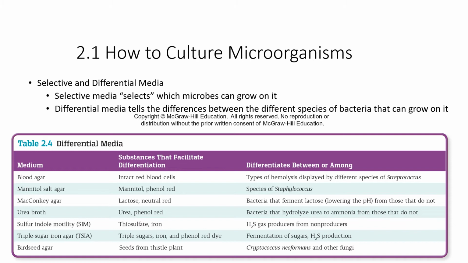Urea broth. Which microbes can break down urea? They break down urea to ammonia, and the ammonia will then be utilized for the making of different amino acids and other differentials that allow you to tell the differences between the different bacteria growing there.